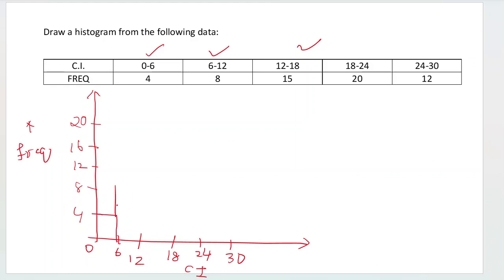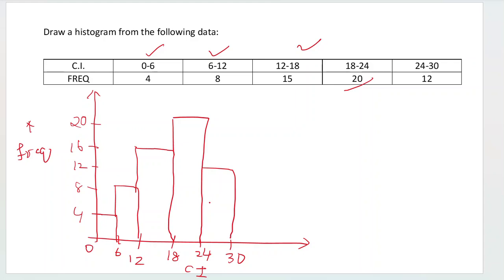For 0 to 6 the value is 4, so this bar comes here. 6 to 12 the value is 8. 12 to 18 the value is 16, so you draw a box describing this. 18 to 24 the value is 20, so you move on top. And 24 to 30 the value is 12, so you come down. This draws the histogram.